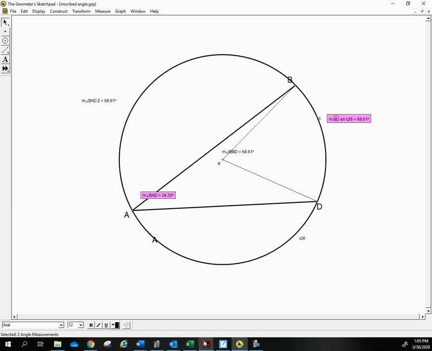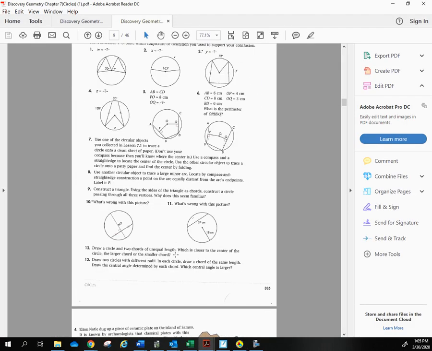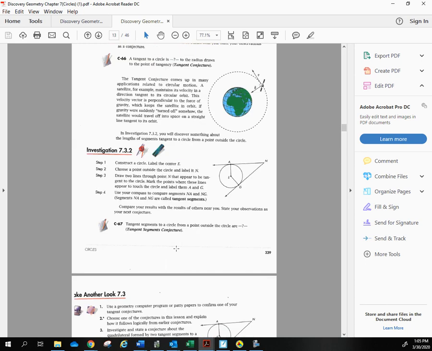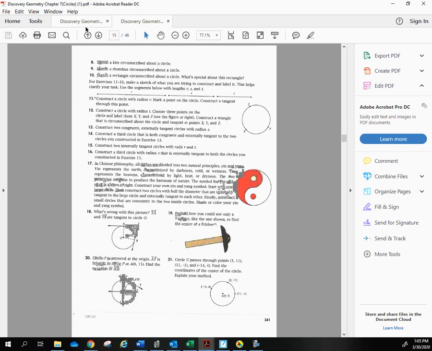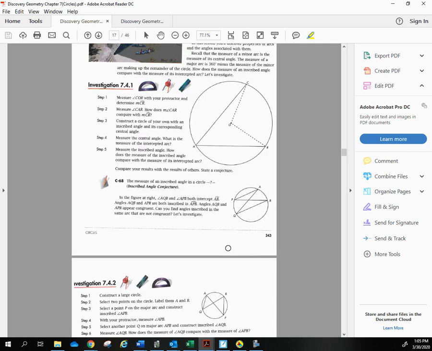Okay, so that comes back here, and we now have a rule for section 7.4. It says the measure of an inscribed angle in a circle is going to be 1/2 of its intercepted arc's measure. So the inscribed angle is half of its arc.